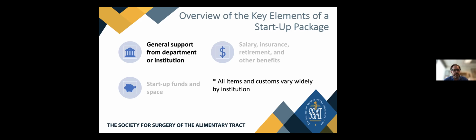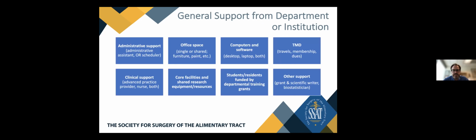So the first portion will be on general support from the department or the institution. I've listed out 8 different components here to be thinking about as you're negotiating your general support from the department or an institution. And these are obviously all going to vary a little bit by your situation and by your department. But obviously, things you need to be thinking about moving from left to right include your administrative support, so whether it's an administrative assistant or an OR scheduler. You need to be thinking about your office space. You need to be asking questions like, is this going to be a single office or a shared office? What's the situation in terms of furniture or paint?